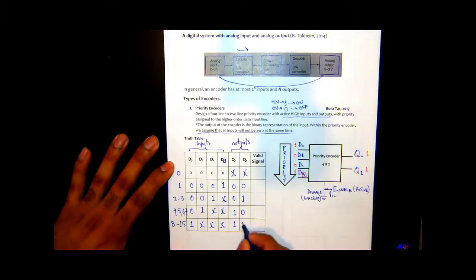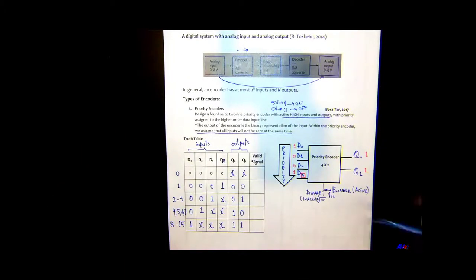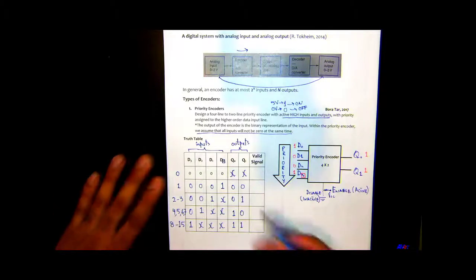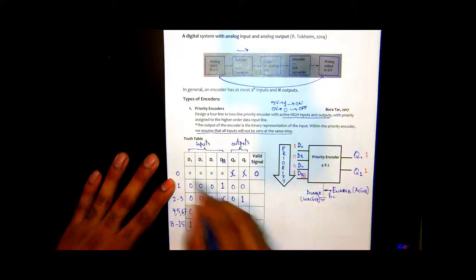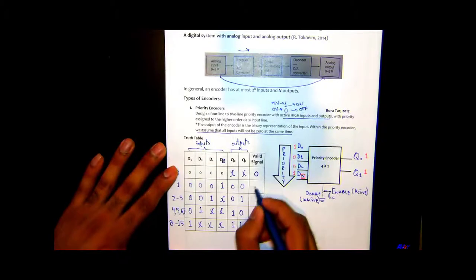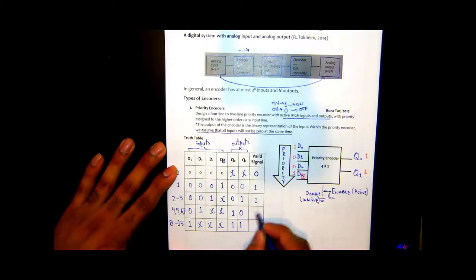1, 1, okay? Adding one more output, which is the valid signal, was really not needed, but I just wanted to add it to know whether the signal is valid or not. So notice for this combination, it is not valid, so it's 0, because you cannot have all the data lines set to 0. The rest of the combinations are going to be 1 because at least one of the inputs is high. Okay, is everybody following me? Okay, so next up is the K-map.